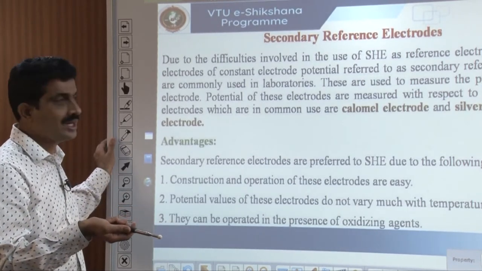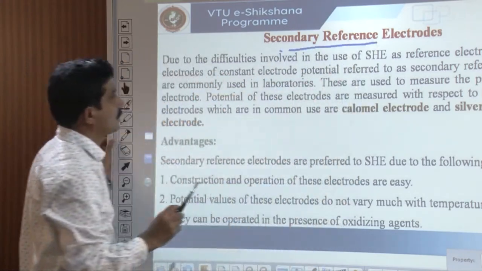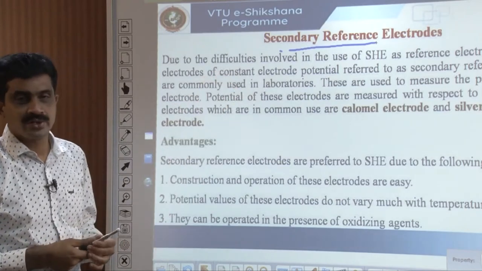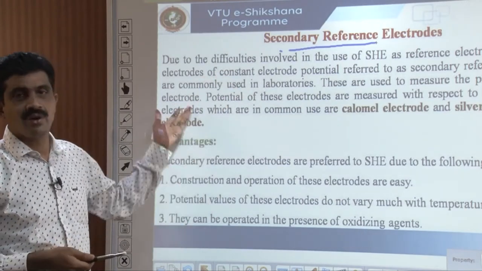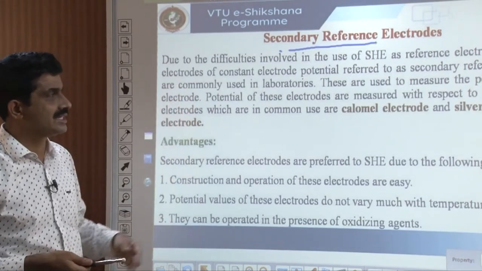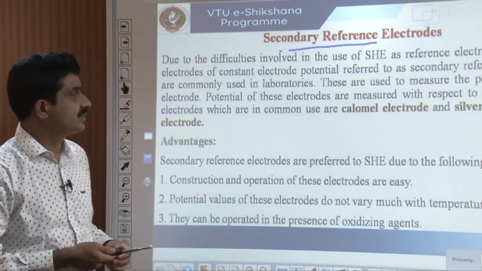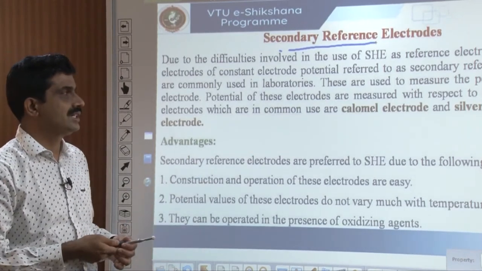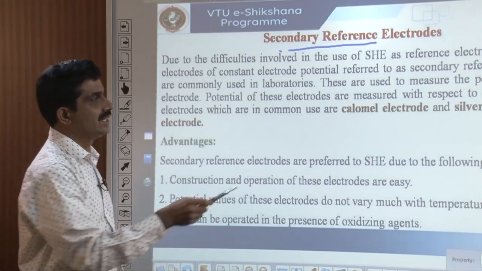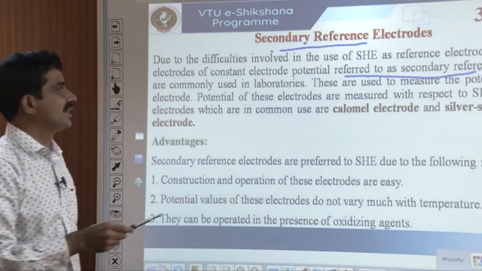So due to these limitations, certain other reference electrodes were introduced, and they were named secondary reference electrodes. Due to the difficulties involved in the use of the standard hydrogen electrode, some other electrodes of constant electrode potential were introduced, and they are referred to as secondary reference electrodes.